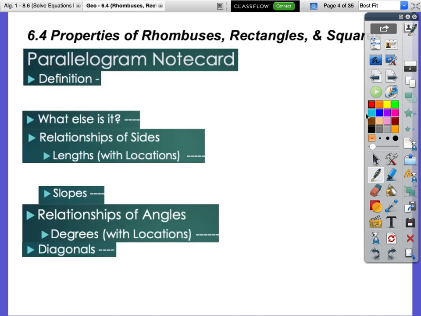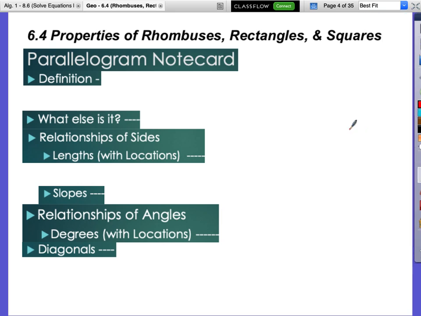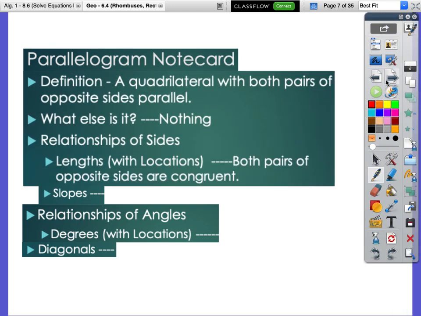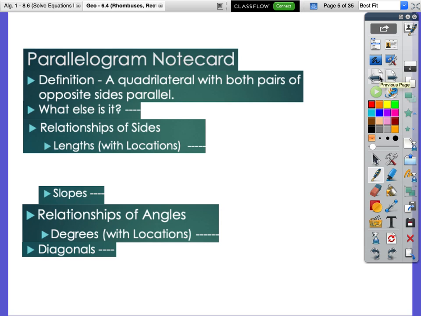Okay, so our first note card was a parallelogram note card. We went through this one together already, so we're not going to go over it again much, except we're going to add on the definition and the diagonal. Let's see what's written down. So we need the definition. Our definition for a parallelogram is a quadrilateral with both pairs of opposite sides parallel.